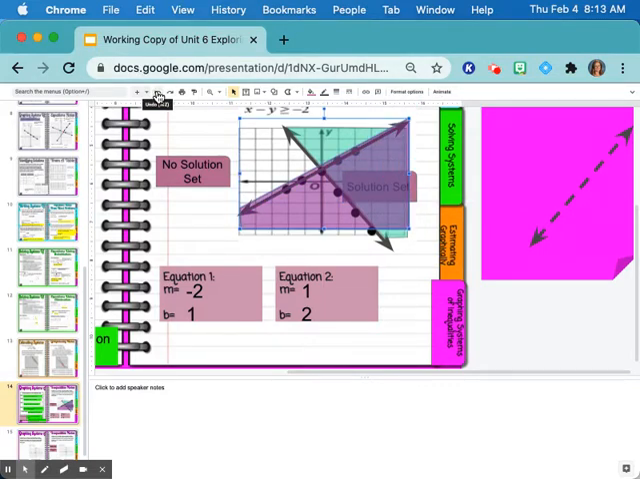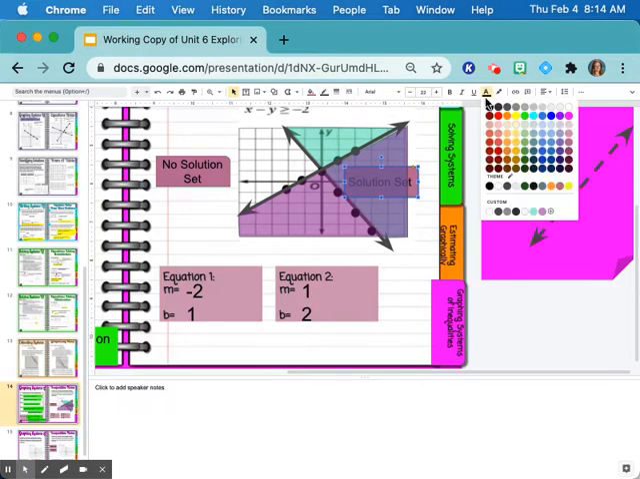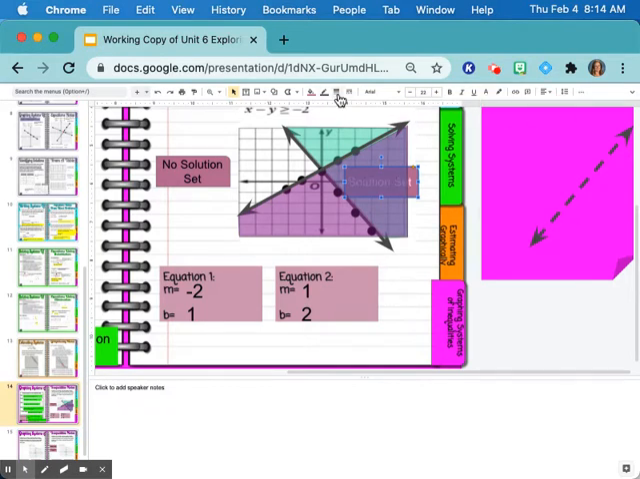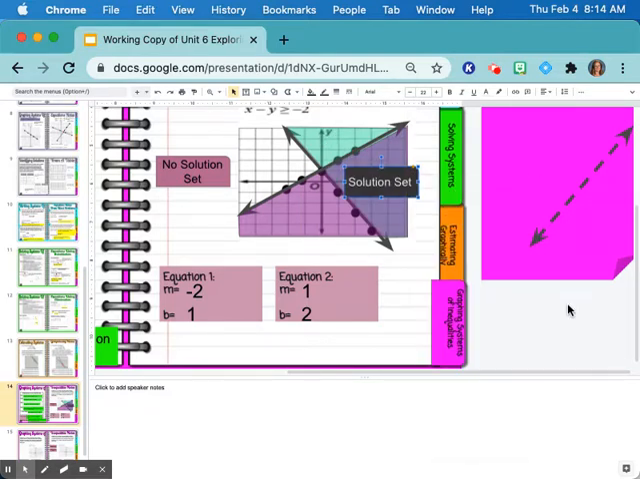Oh no. I don't like how that looks. So I'm going to change this to white and this to black. And maybe bring it to front. There we go. So where they intersect, where the two shadings cover each other and it makes a different color, that is your solution set.